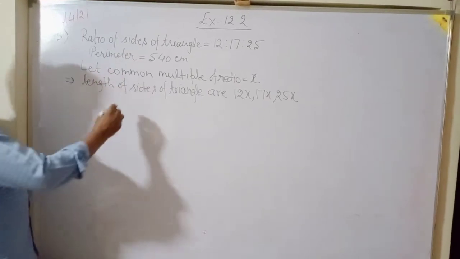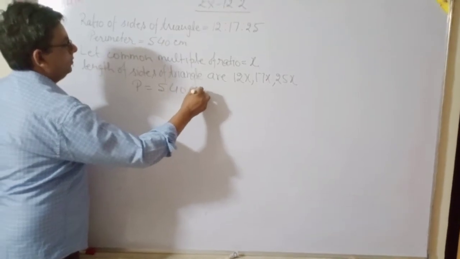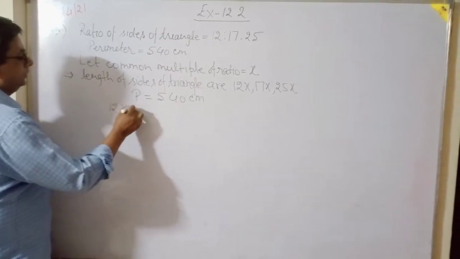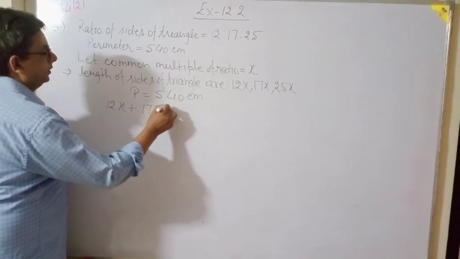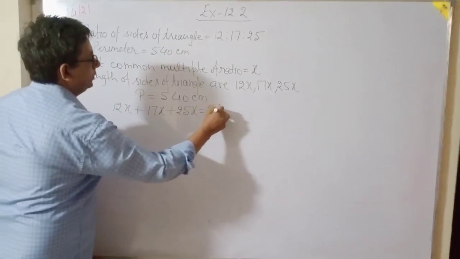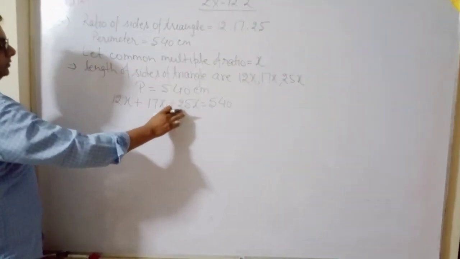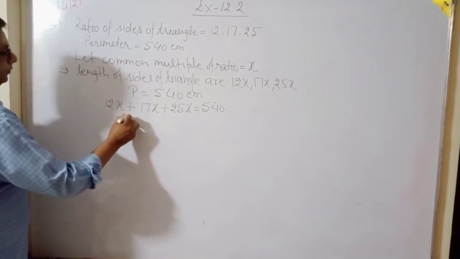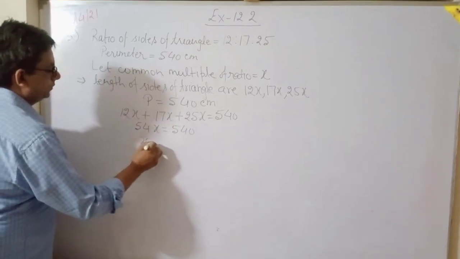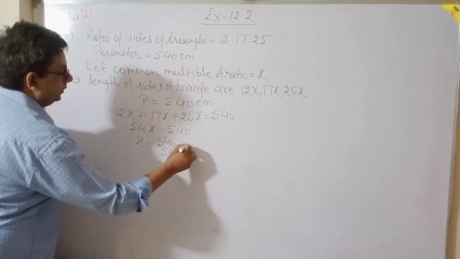The perimeter is given. Perimeter P equals 540 centimeter, and perimeter means the sum of all sides. So the first one is 12x, the next one is 17x, and the third one is 25x. This equals 540. Okay. Now 12x plus 17x plus 25x will be 54x equals 540. So x equals 540 upon 54. It will be 10.